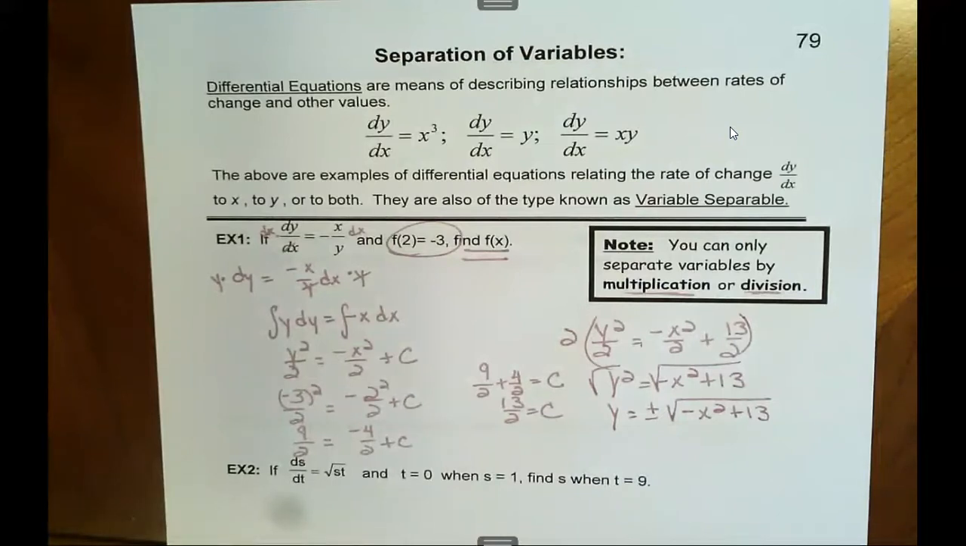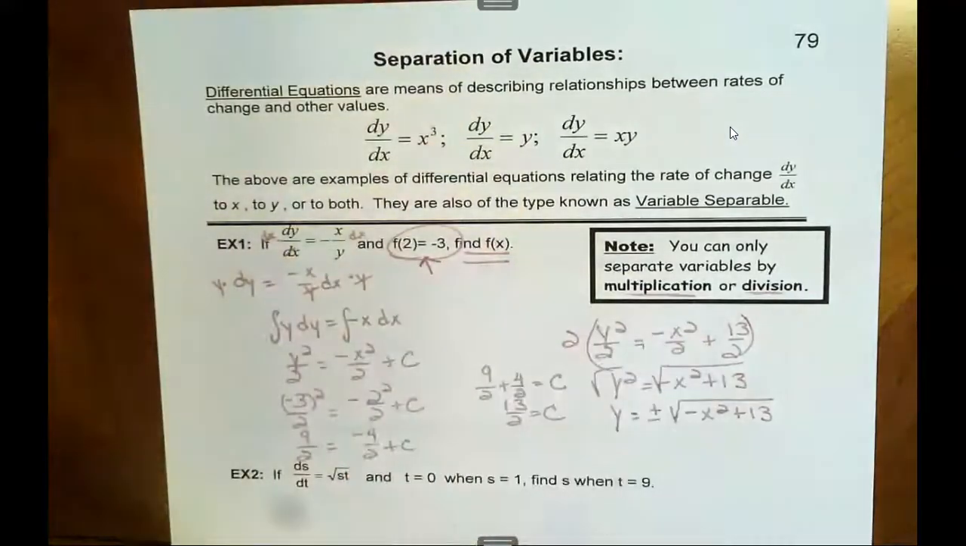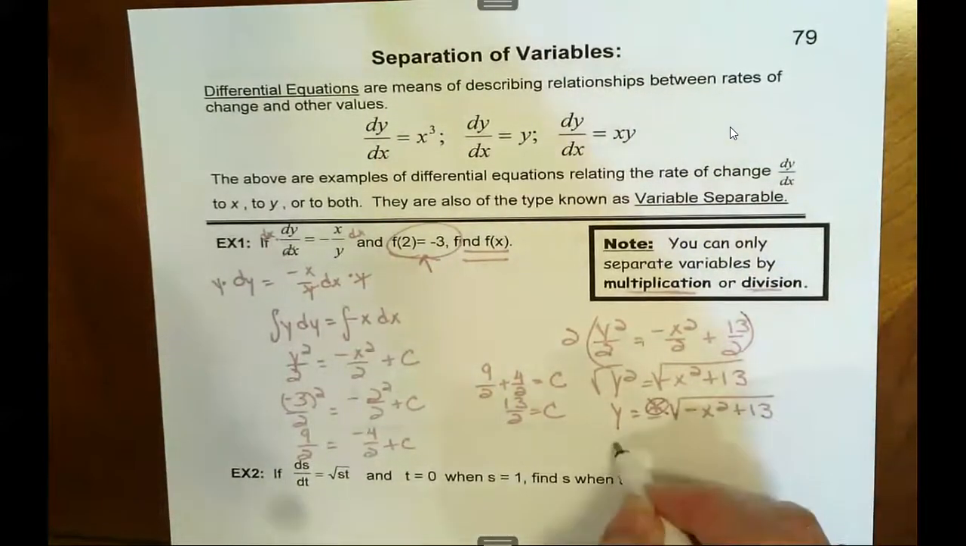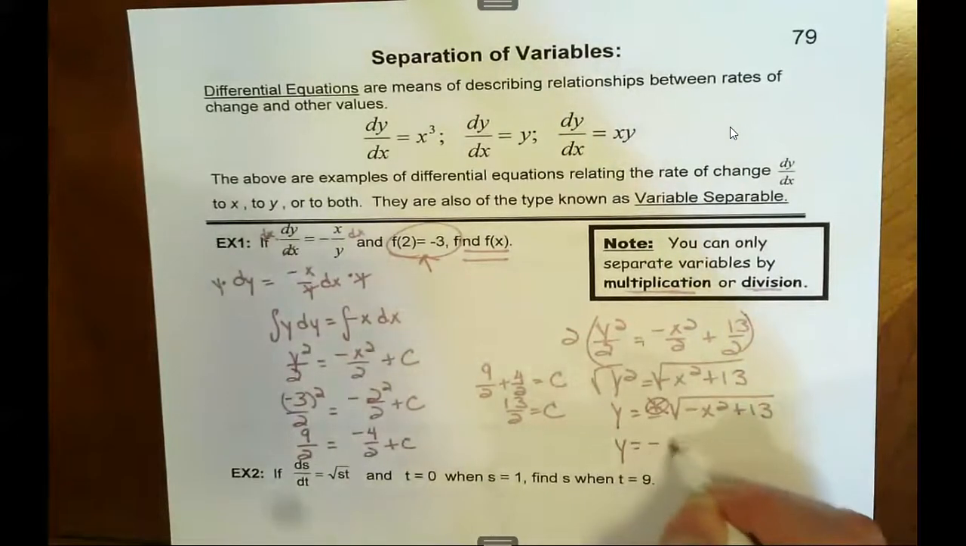Well, they gave us a point here, the point (2, negative 3). And if I put 2 in for x, then 2 squared would be 4. This would make it a negative 4. Plus 13 would be 9. And the square root of 9 would be 3, not negative 3. So that means that this positive isn't going to work for us. Our solution would only be the negative square root of negative x squared plus 13.